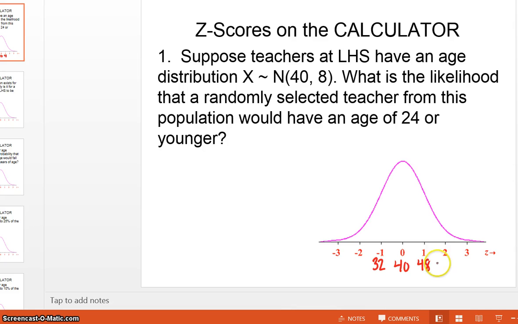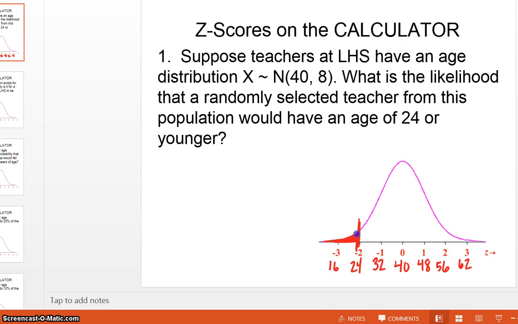48 plus another 8 is 56 and 62. On the lower end, we are looking at 24 and 16. Okay, so we are looking for someone 24 or younger. So we're looking at this little tail right here, 24 or younger.